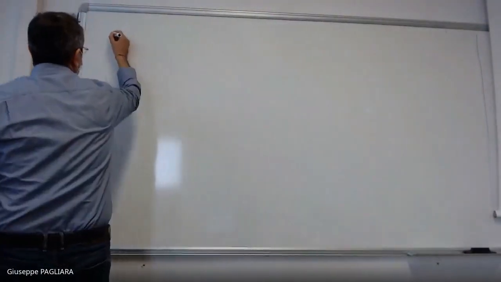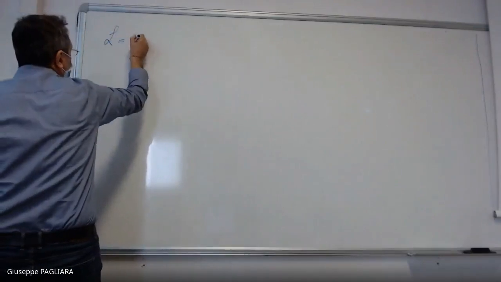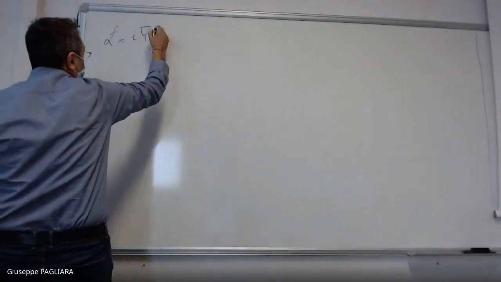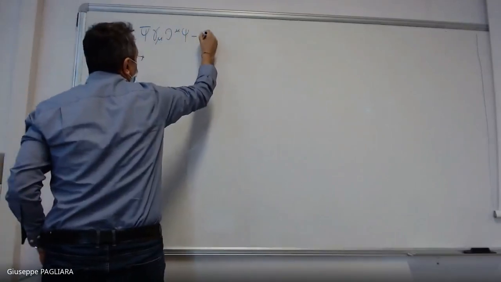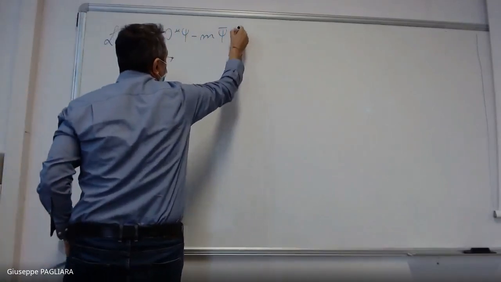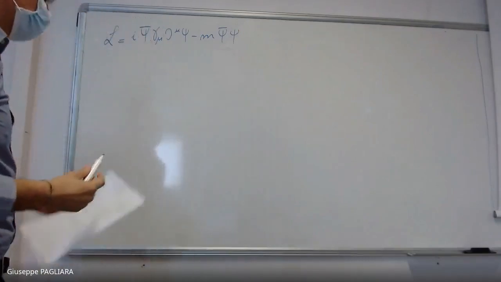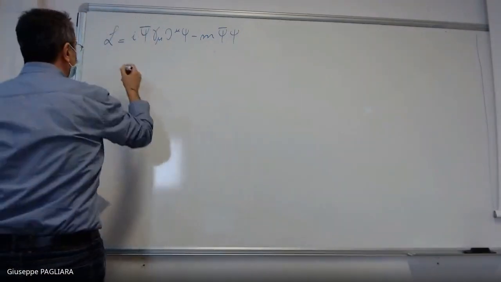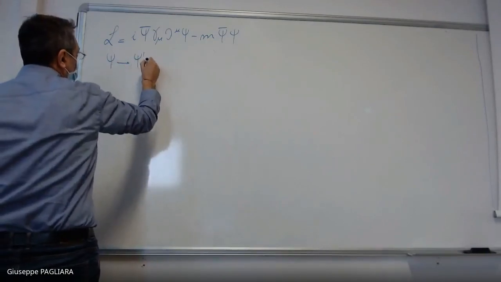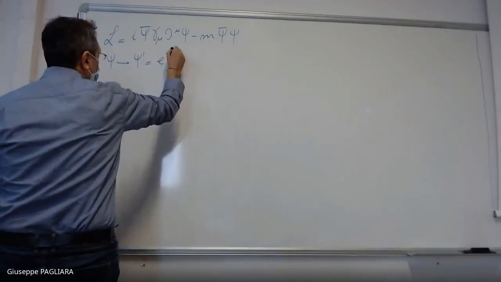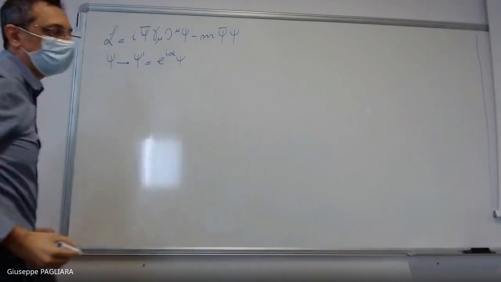Let me write down the Lagrangian density: iψ̄γ^μ∂_μψ − mψ̄ψ. So let's apply now this phase transformation. Our state ψ goes into ψ', which is equal to e^{iα}ψ.